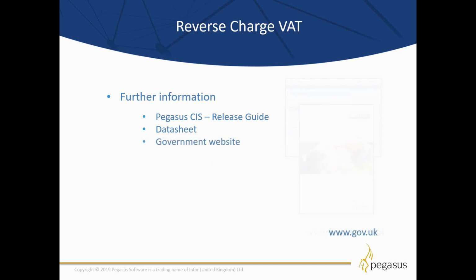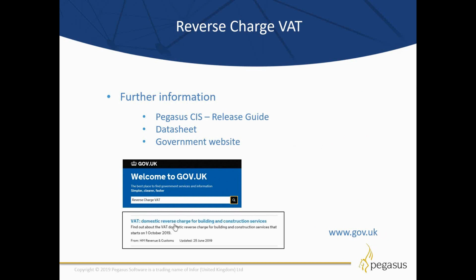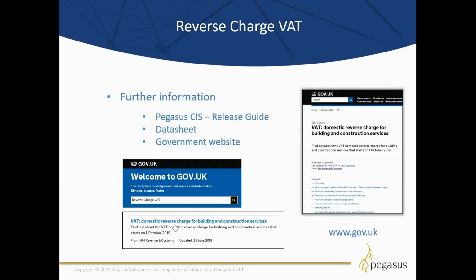If you go to the government website, gov.uk, and type into their search engine, Reverse Charge VAT, there will be a number of results returned. But the best one to look at is the one that I've shown here, the VAT Domestic Reverse Charge for Building and Construction Services. This goes into the topic in some depth. So if you want to know the ins and outs of the subject in depth, then read this document. I would also recommend that you periodically come back to this government website because they might be updating their information sheets as we get closer to the implementation date.